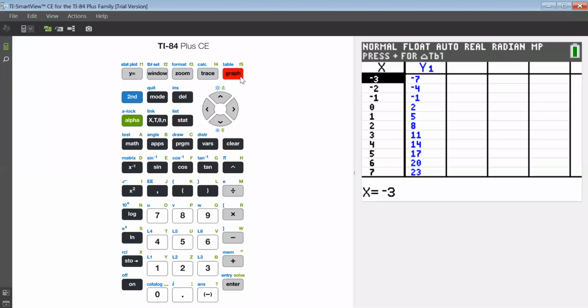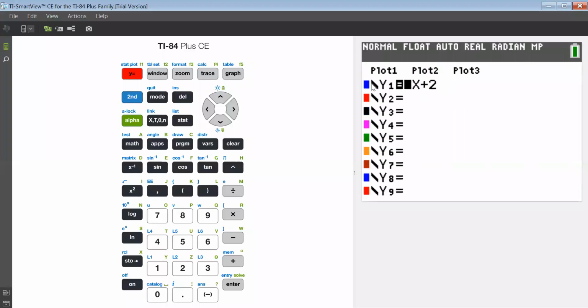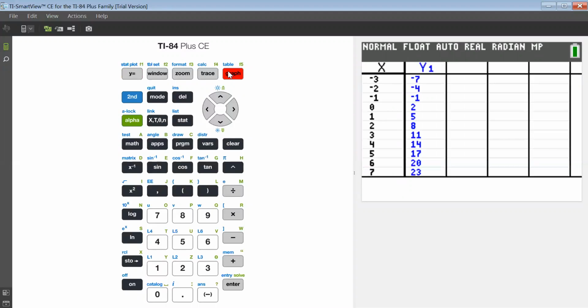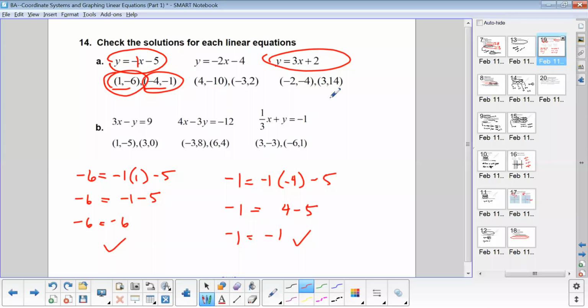So I type in the equation, and then I go to second graph, and I'm looking for (-2, -4). I see it, so I know that ordered pair is a solution to this linear equation. And then I'm looking for (3, 14). I see (3, 11). I was close, but (3, 11) is the solution, not (3, 14). So that one is not, and that one was not.